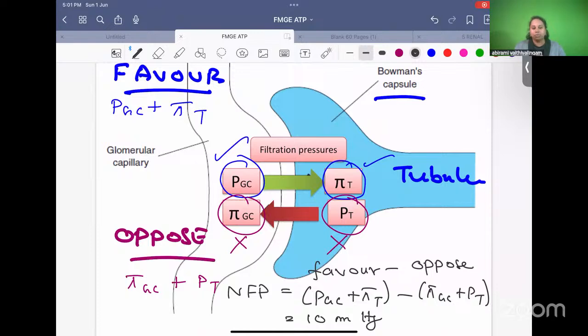So that is about the GFR and the forces here. This is also a very, very important topic, the favoring forces and opposing forces of Starling. So with that, we complete our discussion.